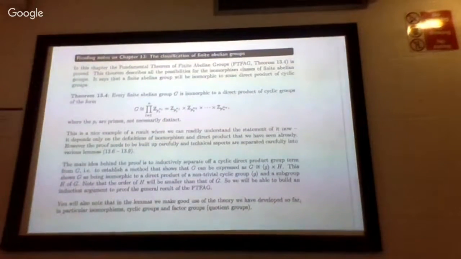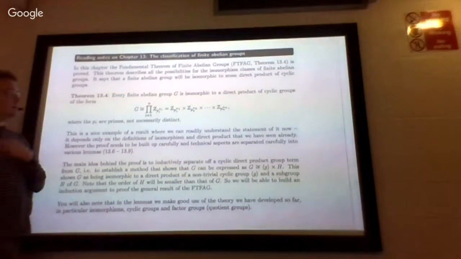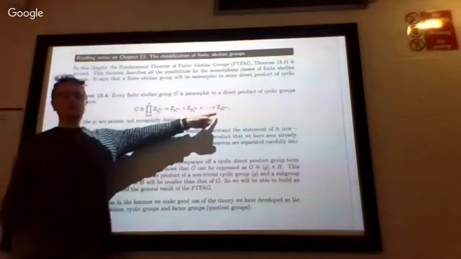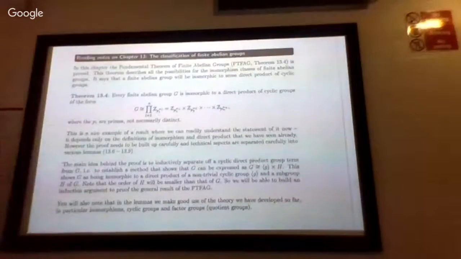Okay. So this is quite a good result. It's a classification. Any finite abelian group is one of these. And so it's a nice example of results where we can readily understand the statement and we can understand the proof.